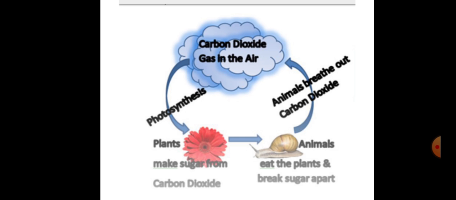This is a diagram of the carbon cycle as well. It's showing carbon dioxide in the air. Plants make sugar from this carbon dioxide through photosynthesis. Animals eat the plants and break the sugar apart. Animals breathe out carbon dioxide, which then gets back into the air, and the cycle continues all over again.